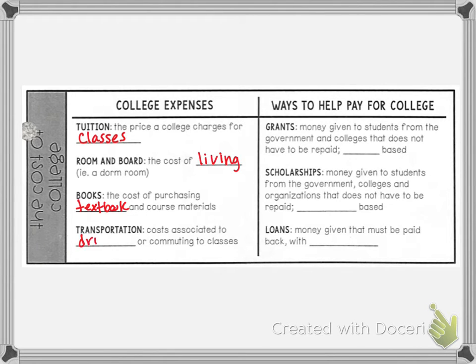And commuting means that you are living at home, maybe with your parents, or somewhere out of town from the original town that your university is in. And you're commuting to classes every single time. You don't live on campus.